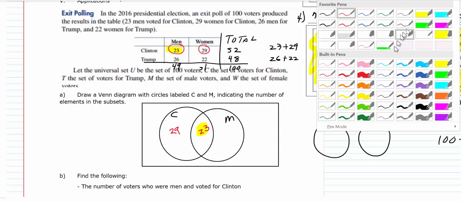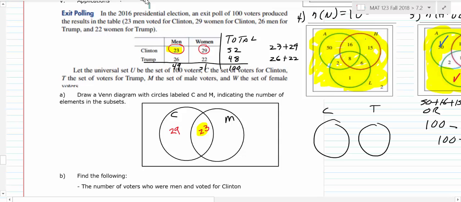Okay, you've got to think about that a little bit too when you're putting all this stuff together. So I'm going to just sort of highlight these as we go. Notice that inside of this circle, there were 52 people who voted for Clinton. That's what that means.